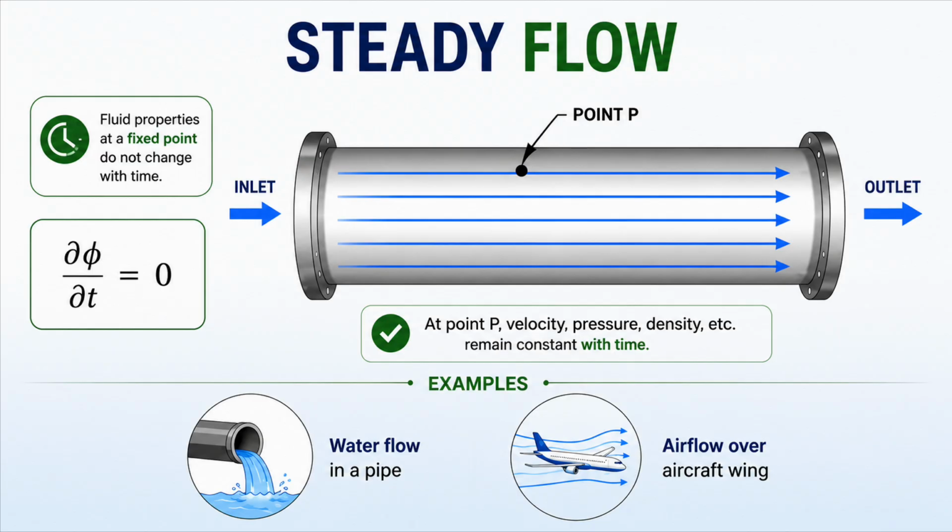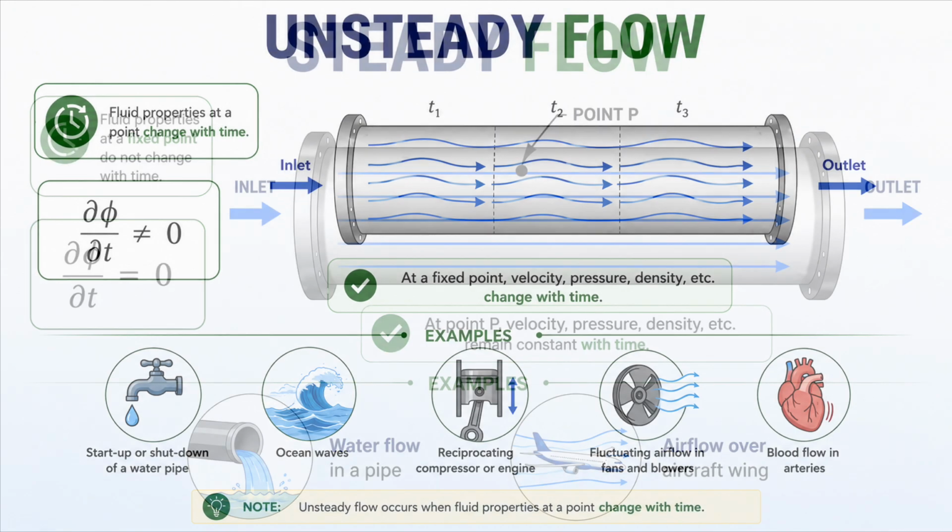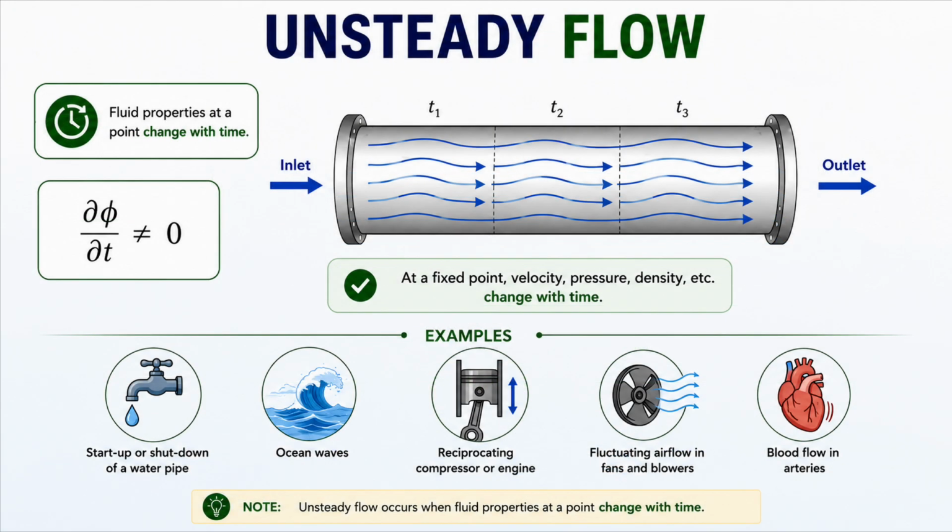That means the rate of change of a fluid property with respect to time is 0. In simple words, the flow pattern remains unchanged as time passes. Some common examples of steady flow are water flowing through a pipe at constant discharge and airflow over an aircraft wing during steady flight. Now let us understand unsteady flow.